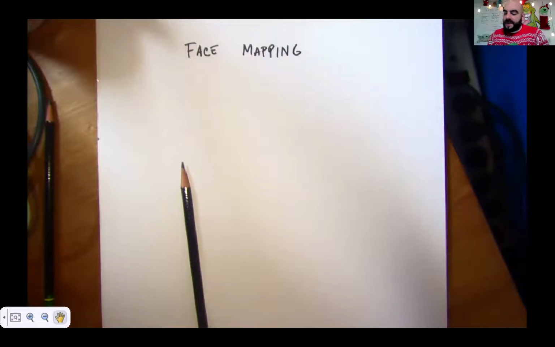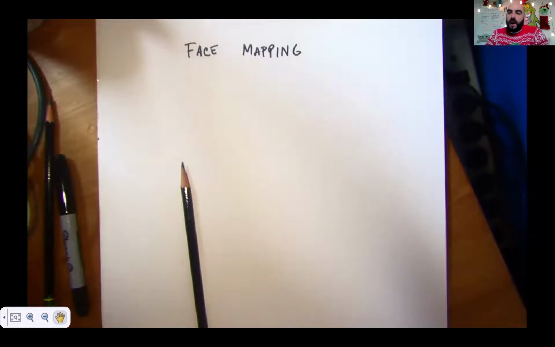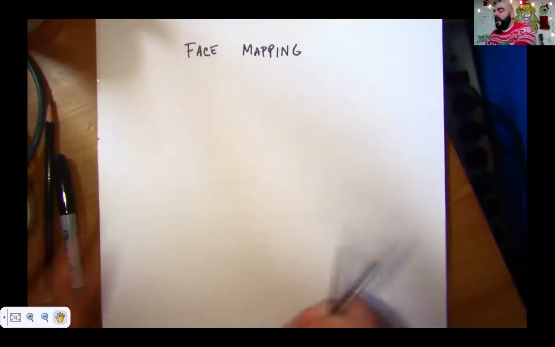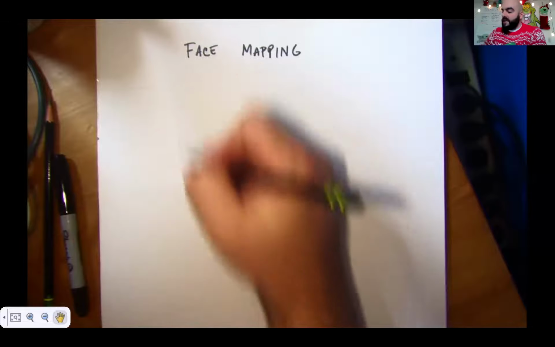So face mapping is basically laying down some general proportions to help you draw a face better. And I think if you guys use this technique, you'll all be able to draw a face better. So let me show you real quick here on the side. We'll talk for a second.